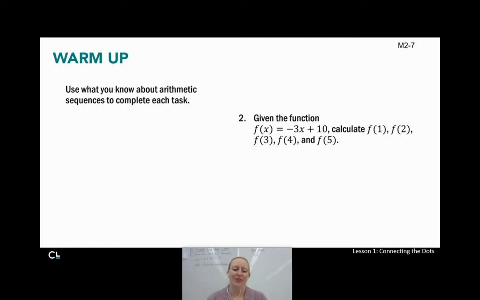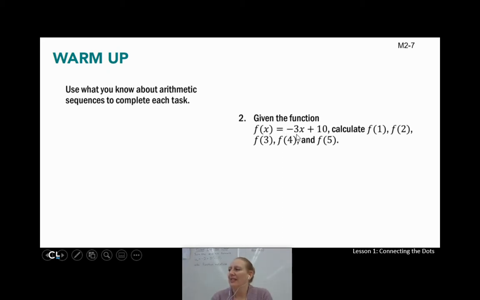So to kick things off with this whole let's relate our arithmetic sequences to our linear functions and make those connections. We did our first warm-up last time. We're doing our second warm-up this time. So on page M2-7, I have a new warm-up for you. It looks a little different than what we did before.